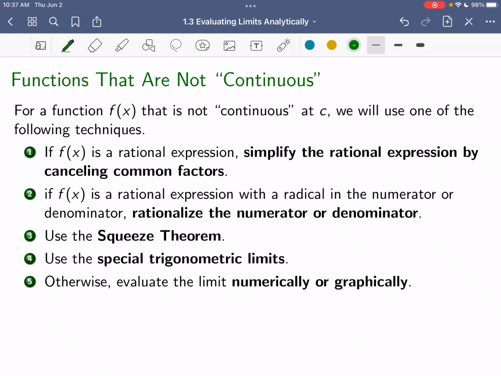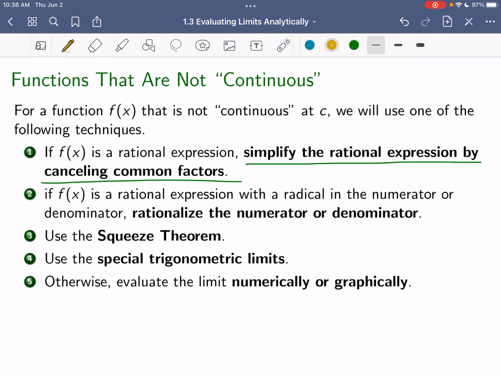So if we have a rational expression, so we have one function divided by another, then we can simplify that rational expression by canceling out common factors, or at least we can attempt to do this when we're trying to evaluate the limit. So if we can cancel out common factors, then that is one strategy that we will use.